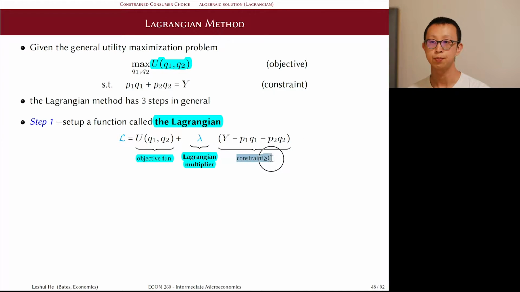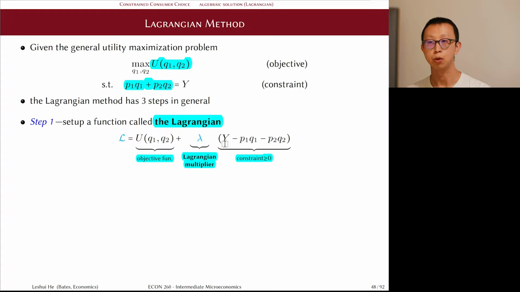Our third piece is essentially the constraint, but it is a modified expression of the constraint, where we simply subtracted the entire part of the expenditure from both sides of the constraint, and we cleared out the left-hand side. As a result, we'll just have y, which is our budget, subtracting the entire expenditure from the left. As a result, our constraint states that the expenditure should not exceed the budget.